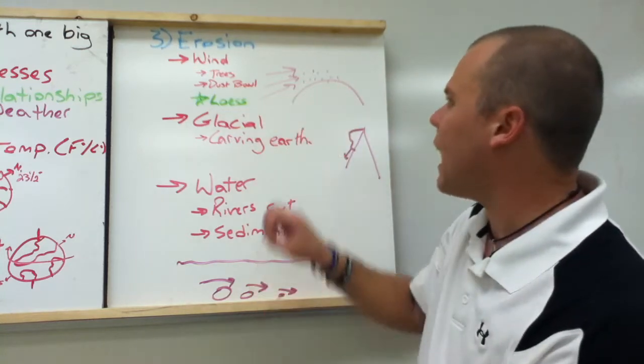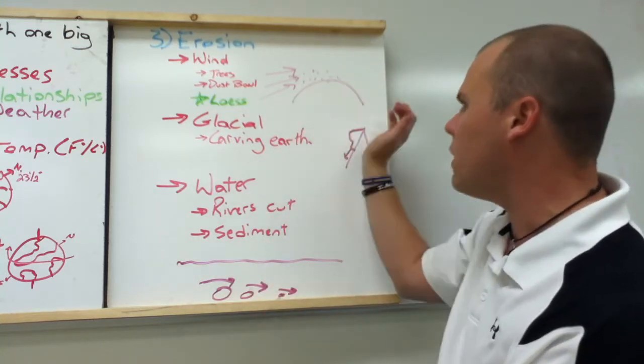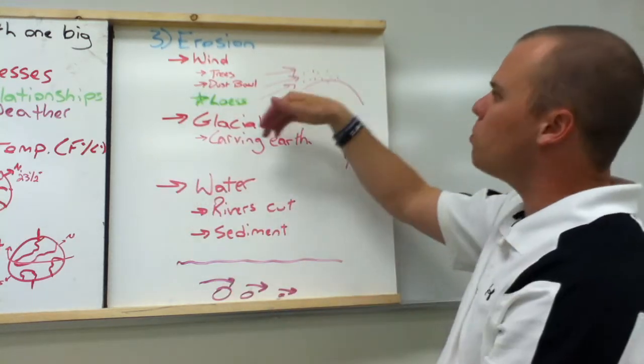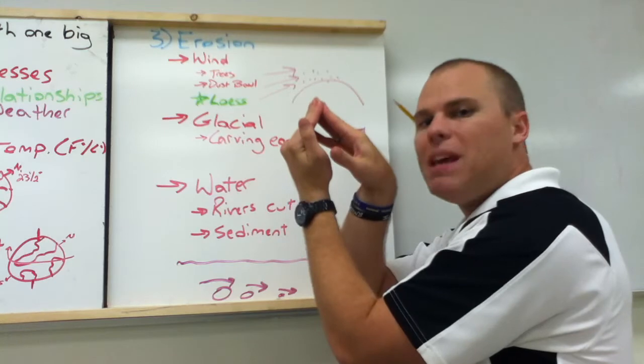Okay, there's a couple of things that can happen. Number one, because of wind erosion, mountains can be eroded down. Okay, this erosion, this sediment can make them smooth at the top instead of these sharp peaks.